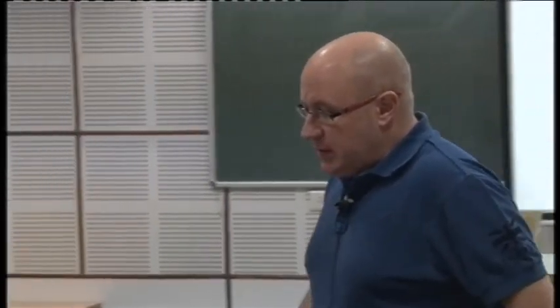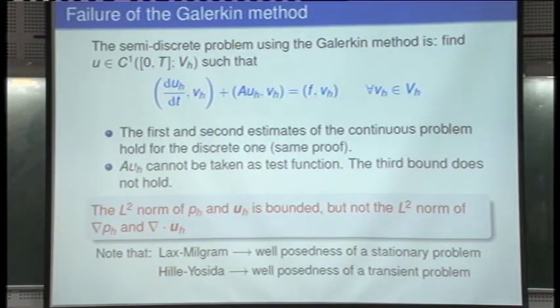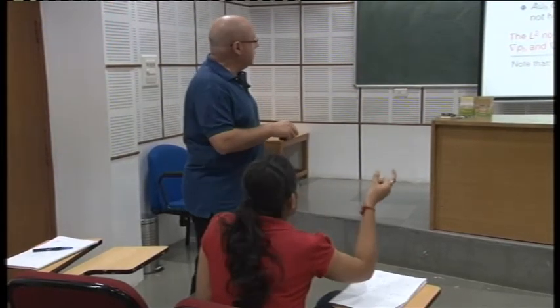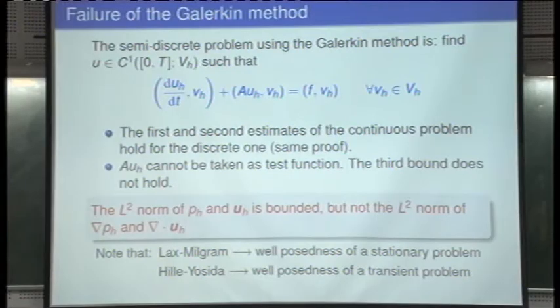In the finite element, a basis function. No, the answer is simple. So you take V, U, a function that belongs to the finite element space. What will happen with AU? Will it belong to the finite element space? That is a differentiation. Of course, A involves derivatives. A involves gradients and divergence.